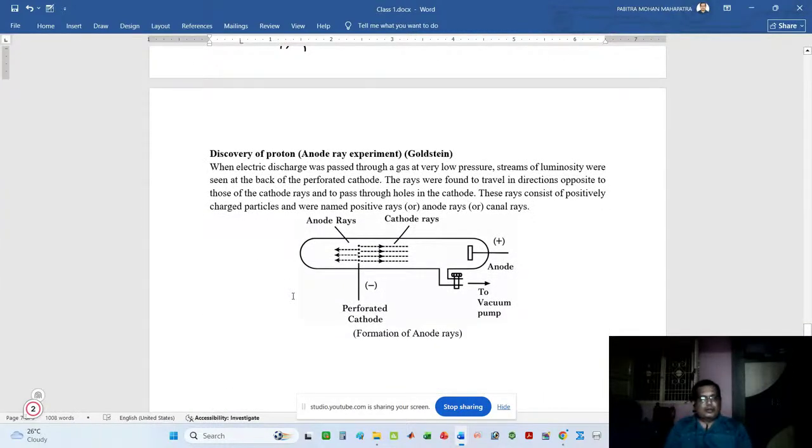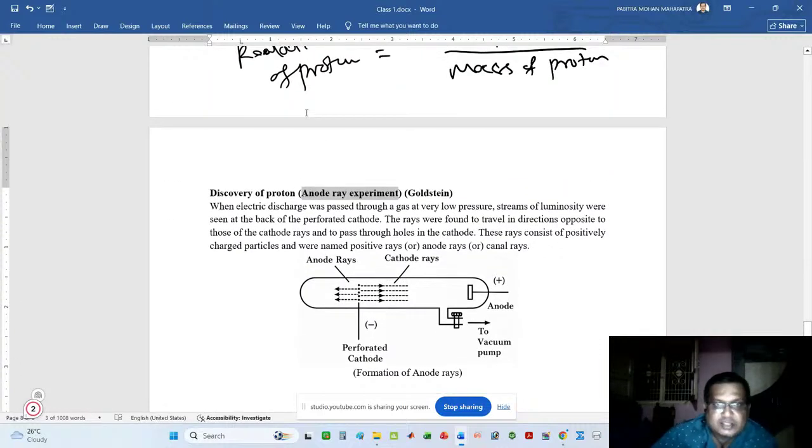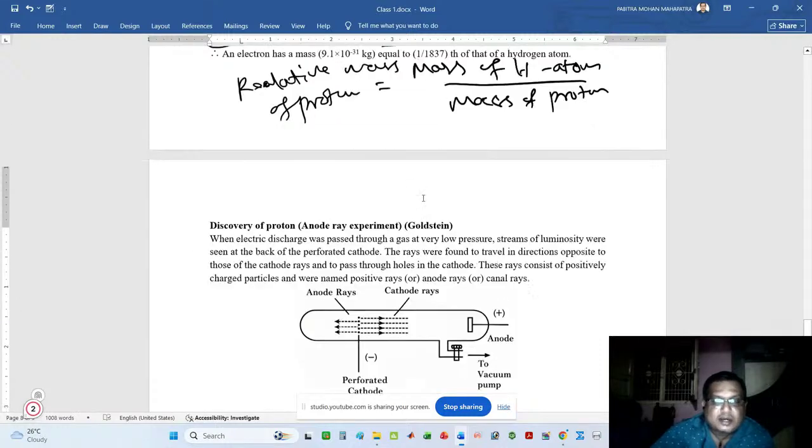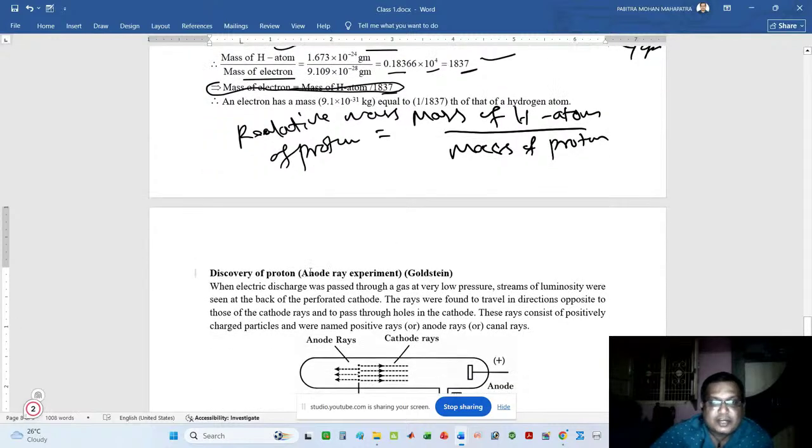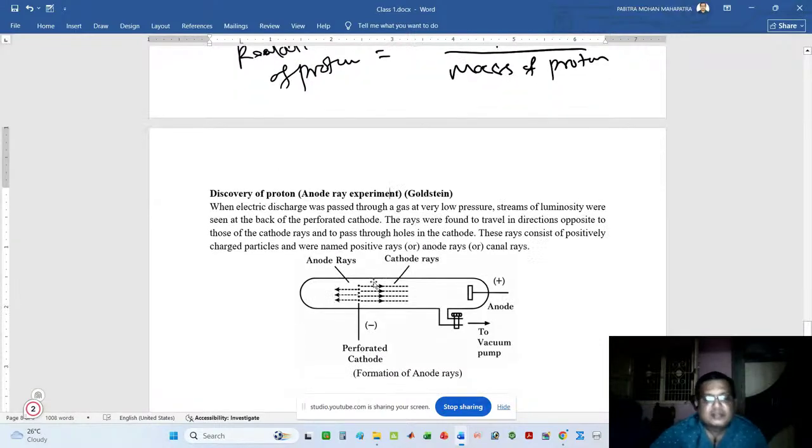Next, move to the discovery of the proton. It is just similar to the discovery of the electron. Here we can say the anode ray experiment. This was the cathode ray experiment. Now this is the anode ray experiment. The cathode ray experiment was discovered by J.J. Thomson, but the anode ray experiment was discovered by Goldstein. This is the scientist, Goldstein, who discovered the anode ray experiment. The only difference is the electrode, that is the cathode.